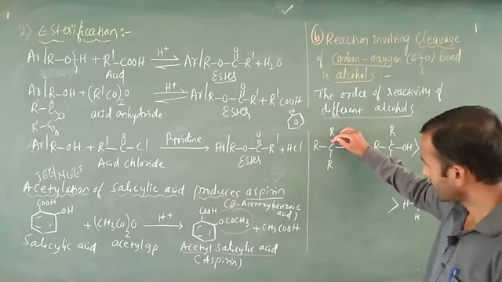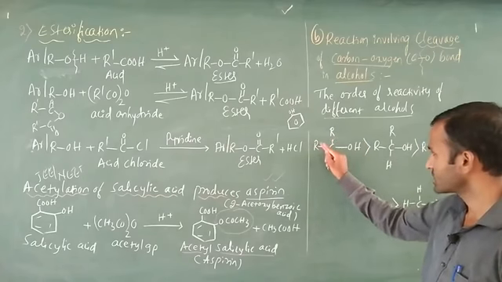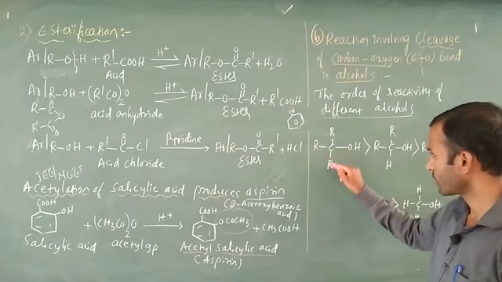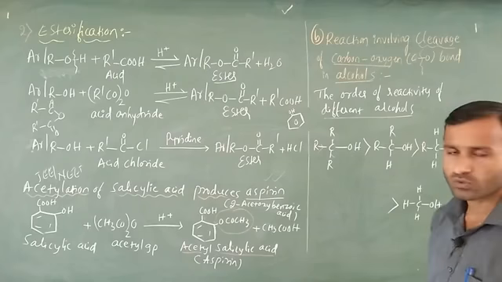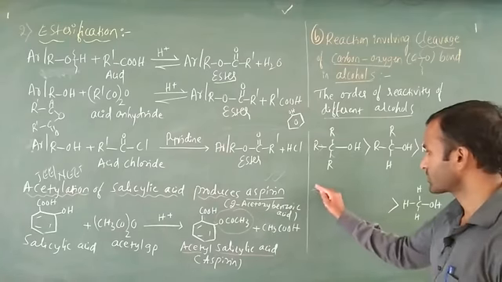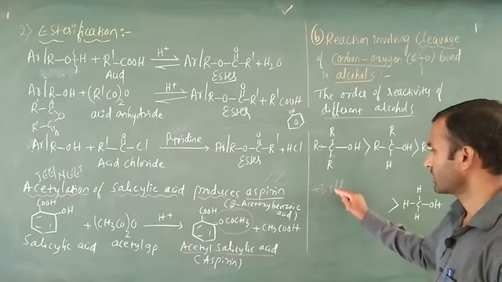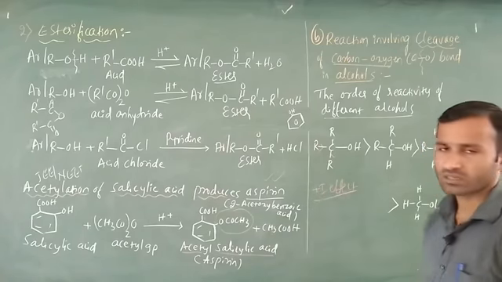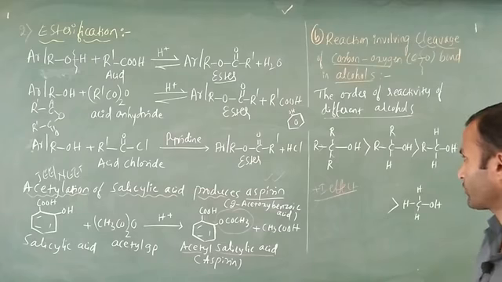CH3 can donate electron towards a carbon. This CH3 also donates electron towards a carbon. This CH3 also donates electron towards a carbon only. Which effect is going on in this case? Obviously, the answer is plus I effect. That is inductive effect, positive inductive effect.